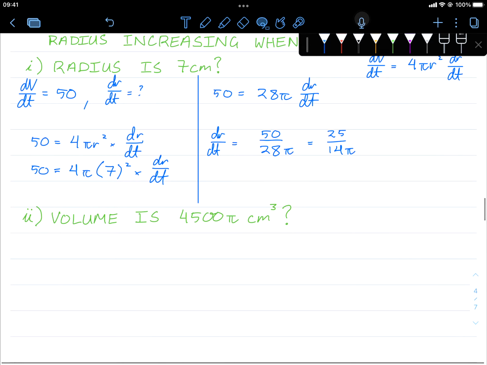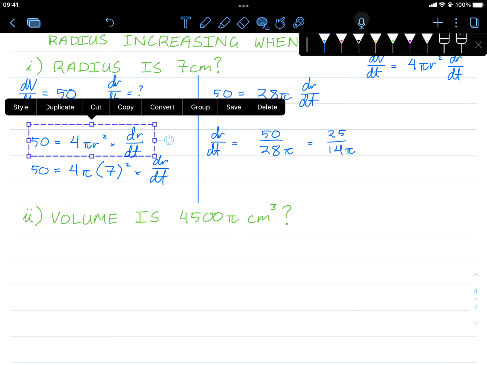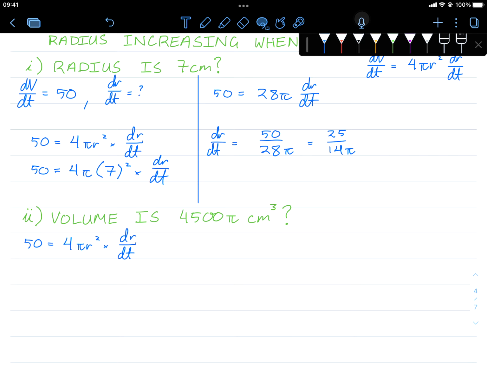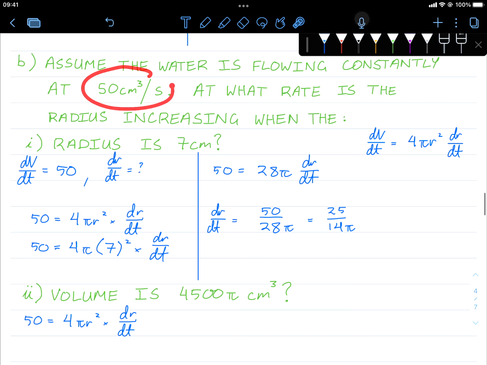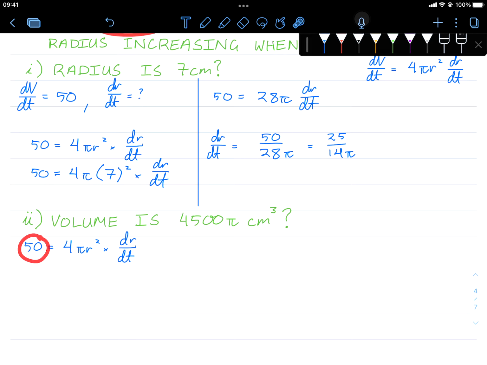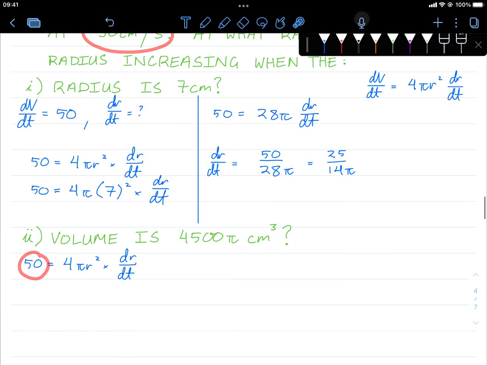So let's actually use this again, this one here, because in part 2 we're again assuming that the rate of the volume against time is still 50, but now we're asking what happens if the volume is 4,500 pi centimeter cubed. Oh, okay, so this is an extra bit of question here.